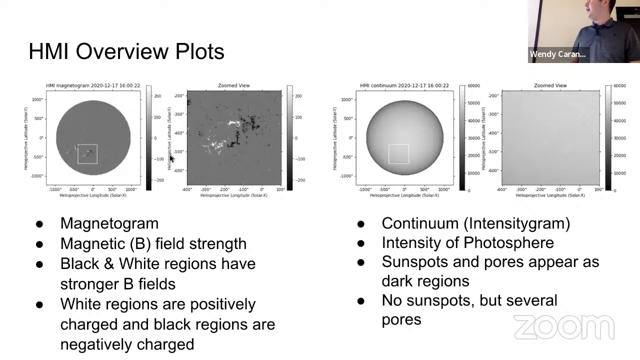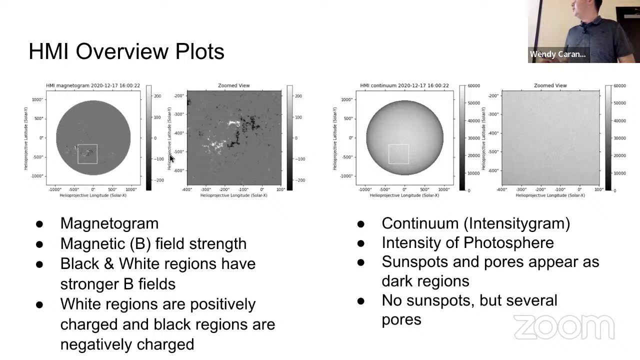So here's the HMI data. On the left, we have the magnetogram, and this is just looking at the magnetic field strength from our line of sight. These black and white regions are areas with higher magnetic field activity. It's also important to note that the black and white regions have opposite polarity, so the white ones are positively charged and the black parts are negatively charged.